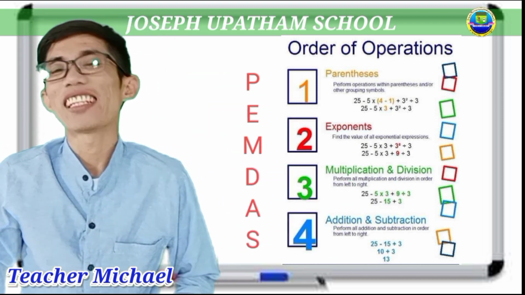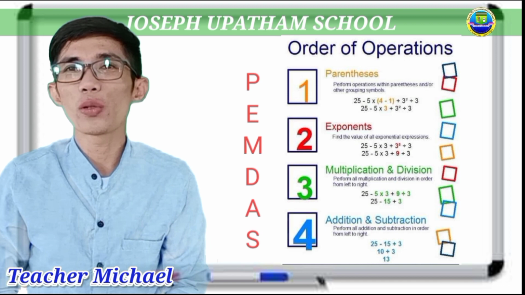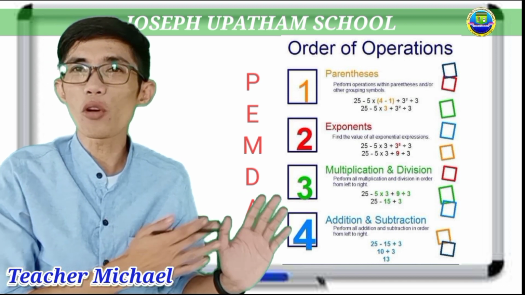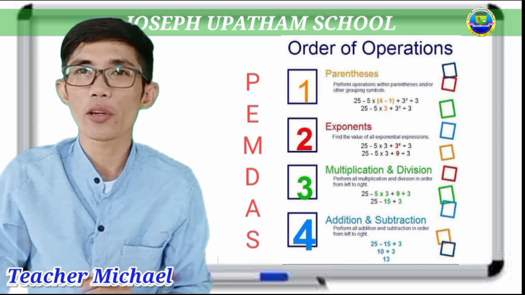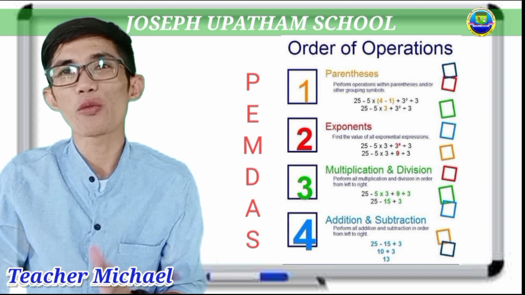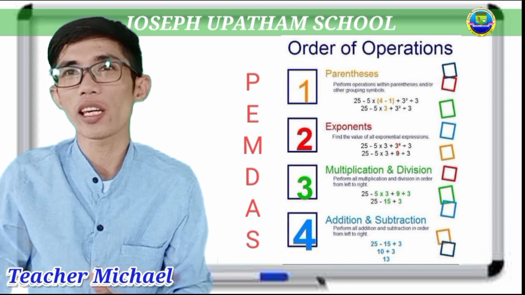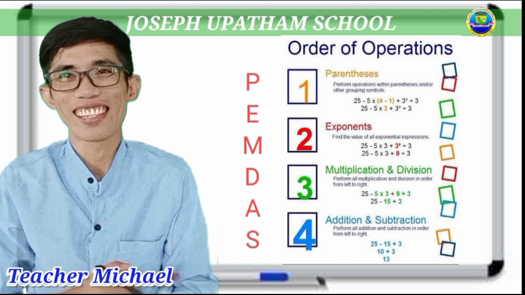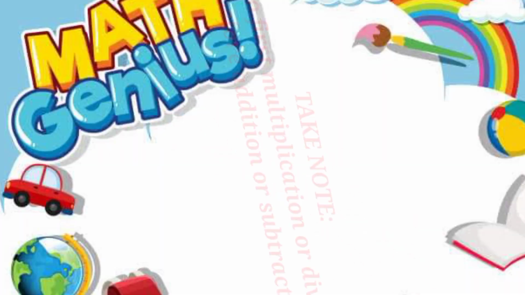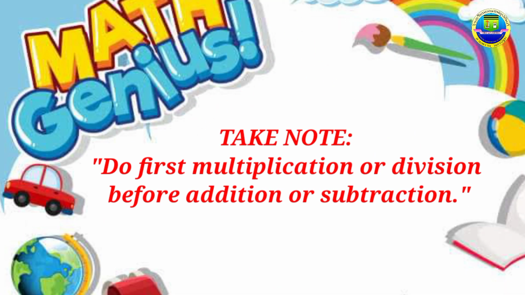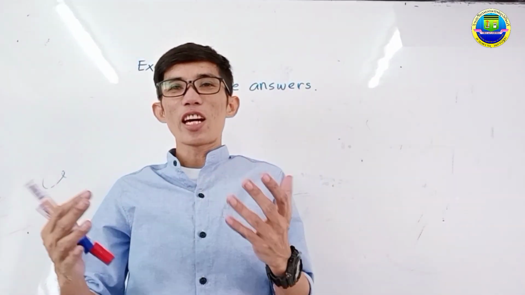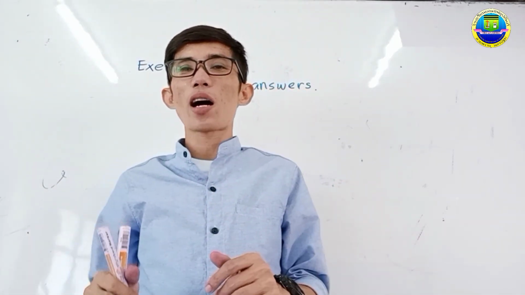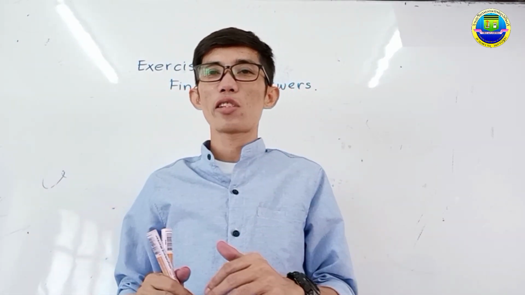PEMDAS. Okay, so I will give you some more examples about performing combined operations, and this time we will be using bigger numbers, maybe thousands or millions, okay? So be ready. One more note, do first multiplication or division before addition or subtraction. Okay, I will give you now some other examples about performing combined operations, okay?